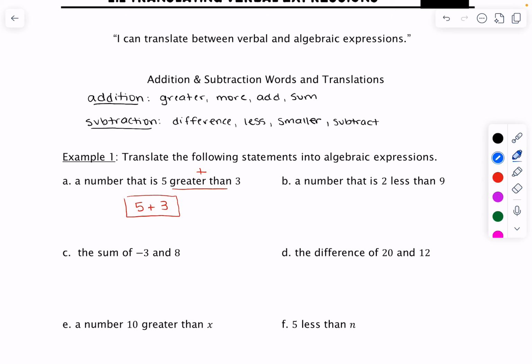For letter B, a number that is 2 less than 9. If you write 2 minus 9, that is not correct. If I have 2 less than 9, I'm starting with 9 and I'm taking away the 2. So whenever you see less than, you kind of have to switch the numbers. So it's not 2 minus 9, it's 9 minus 2. That trips up students a lot when they see the less.